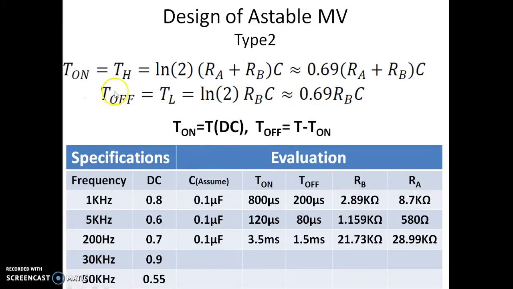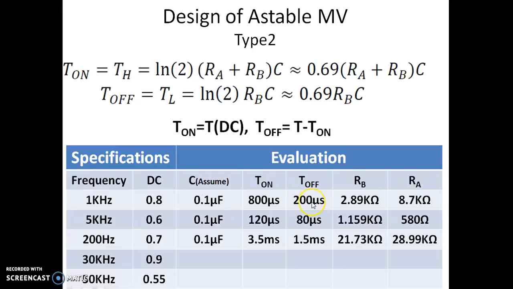The other type of design is where we will be specified the frequency and asked to design it for a given duty cycle, which is 0.8, 0.6, 0.7 for different frequencies. Now we are supposed to evaluate what is the on time, what is the off time, and what are the component values of RA and RB. Since we have only two equations and three unknowns, we are assuming the value of C to be 0.1 microfarad. So let us consider the first specification where it is 1 kilohertz frequency and 80% duty cycle. The value of C assumed is 0.1 microfarad. Corresponding to this 1 kilohertz and 80% duty cycle, the on time comes out to be 800 microsecond.